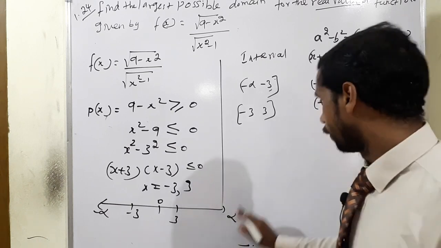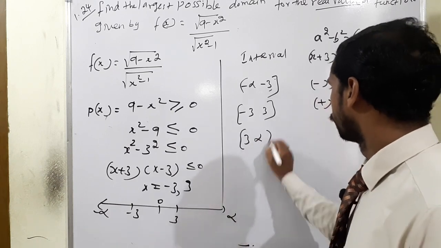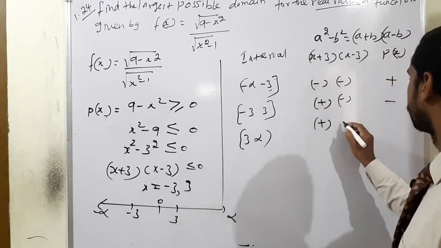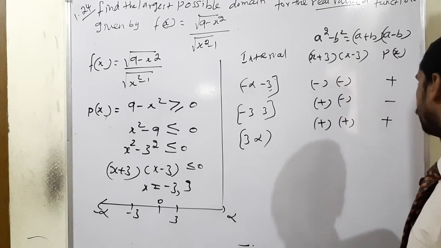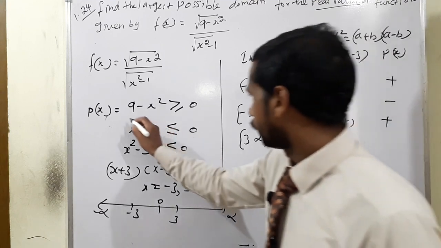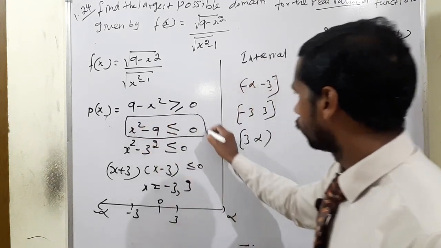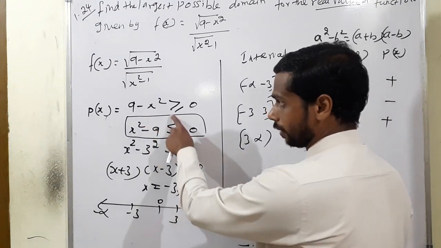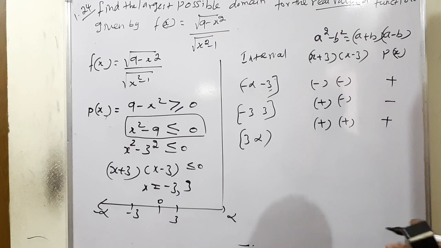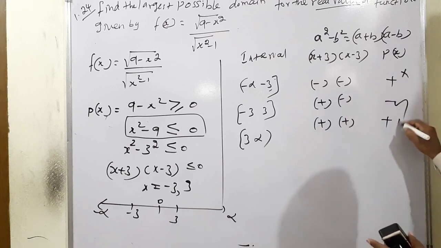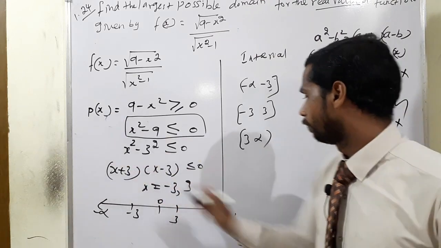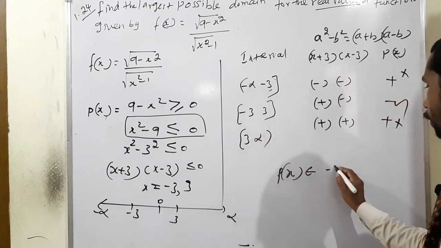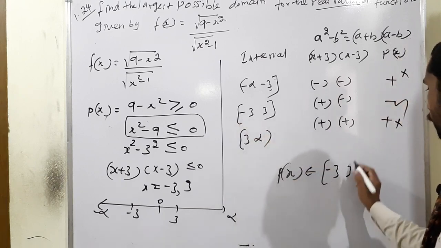Next case, 3 to infinity. Take 4: 4 plus 3 is a positive sign, 4 minus 3 again positive. So plus will come. But we have to consider the second line, because in the original question 9 minus x square, we converted to x square minus 9 less than or equal to 0. Less than means minus, only we have to take minus. This is also wrong, this is also wrong. Therefore, p of x belongs to only minus 3 to 3, the closed interval minus 3 to 3.